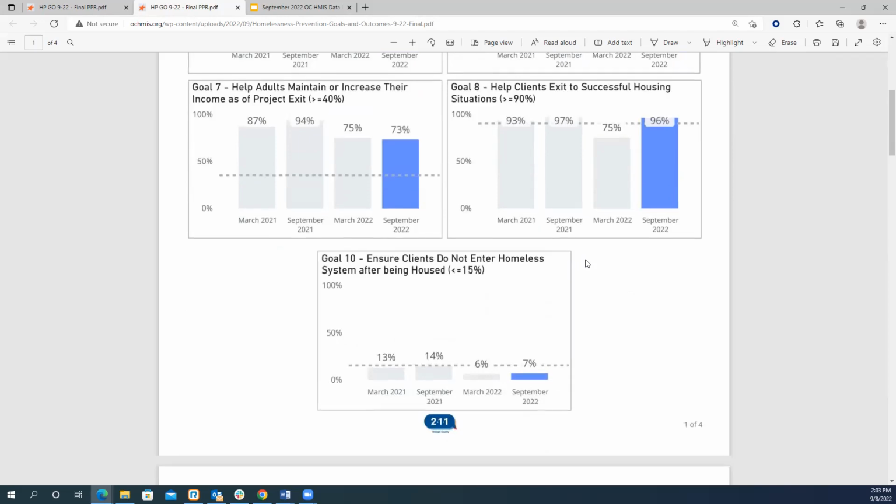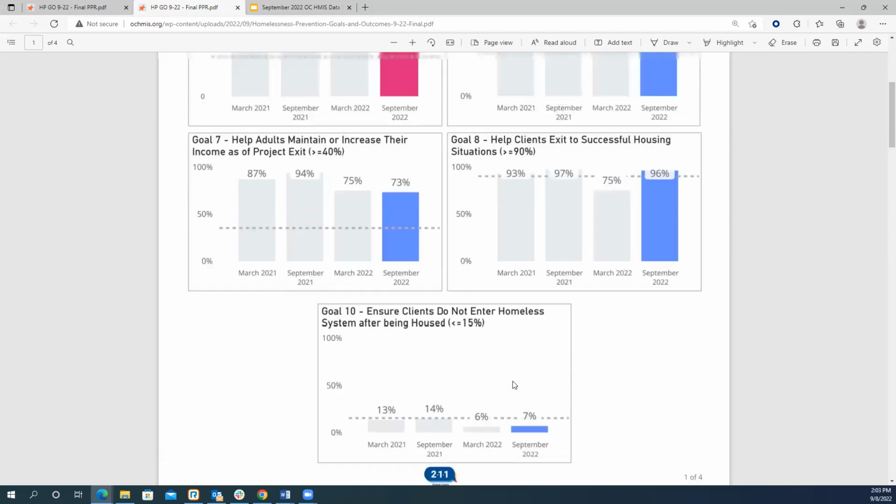And the last measure that we're looking at is goal 10. It's ensuring clients do not enter the homeless system after being housed through the permanent or the prevention project. So what this is looking at is clients that are exiting the permanent or the prevention project to permanent housing, and then within a 2-year period, are they enrolling into another project in HMIS. So we want to keep that number down as much as possible. So that's what this measure is looking at here.